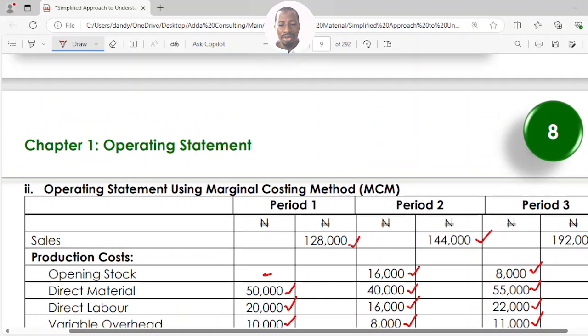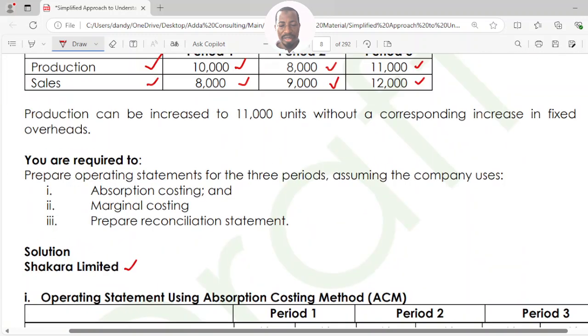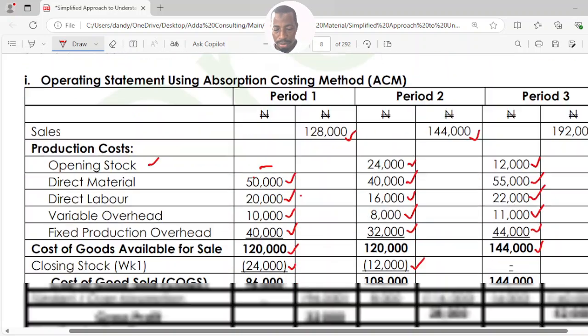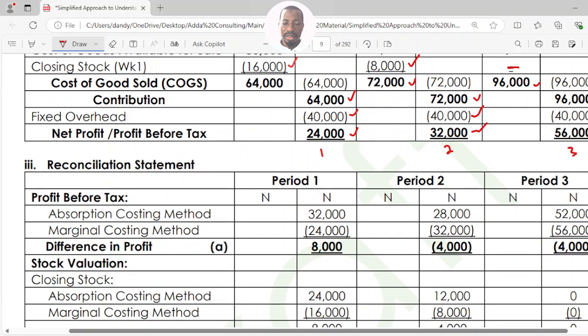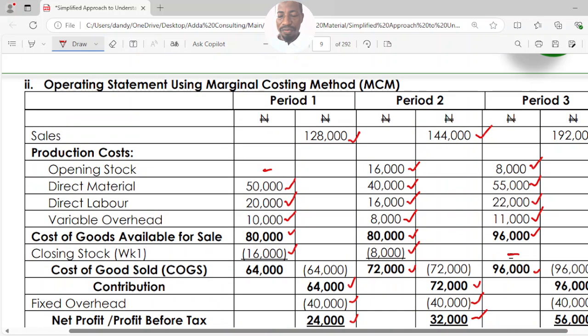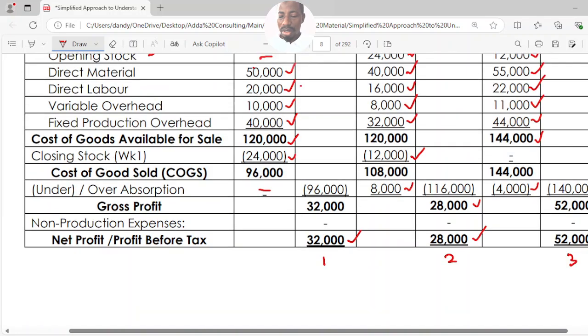So, the examiner also asks us to prepare the reconciliation statement. That's the third requirement. So for this purpose, I will then prepare the reconciliation statement. I've already provided you with the format you are expected to use. So you are picking profit before tax for each method. Under absorption, I will pick the profit before tax, which is 32,000. That's the 32,000 you have in the first period.